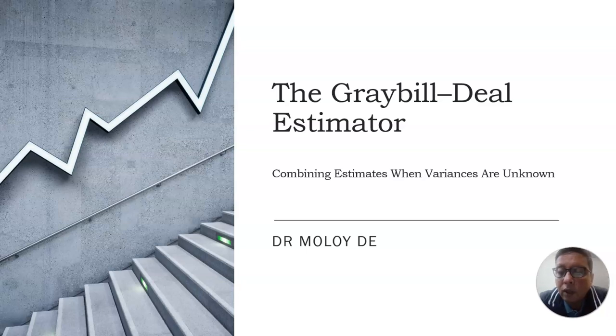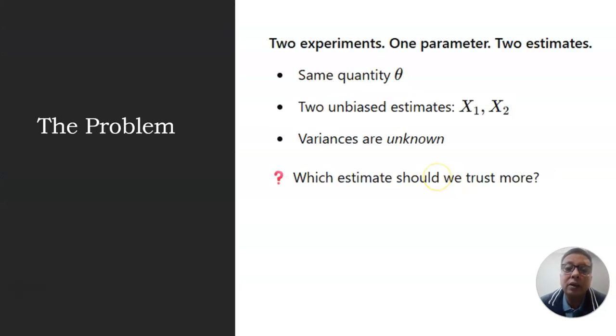In class 11, 12, when we first studied statistics, our teacher told us that statistics is the science of making decisions in the face of uncertainty. So statistics is all about dealing with uncertainty, and the Graybill-Deal estimator is a concept based on how to deal with uncertainty. Combining estimates when variances are unknown. The larger the variance, the more the uncertainty, and the less the trust. So that is the base of the Graybill-Deal estimator.